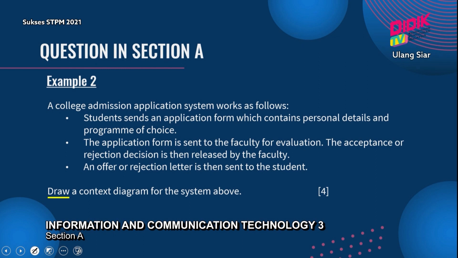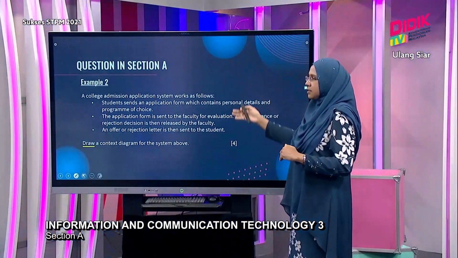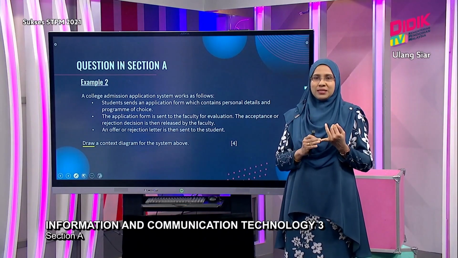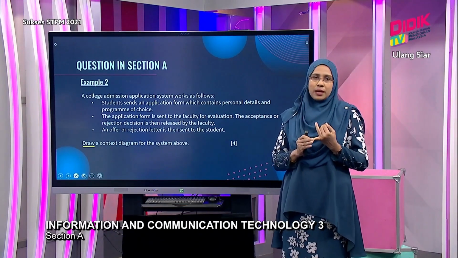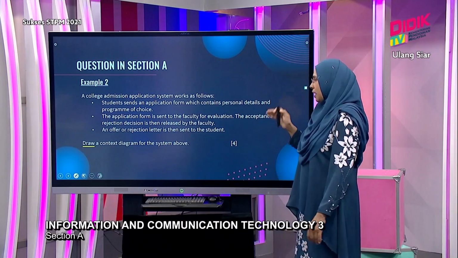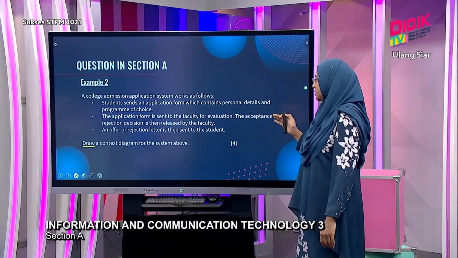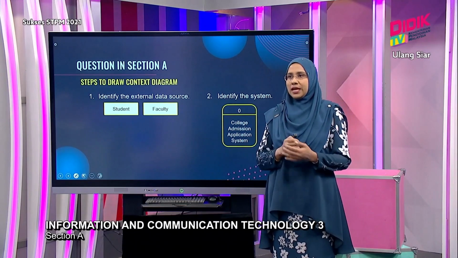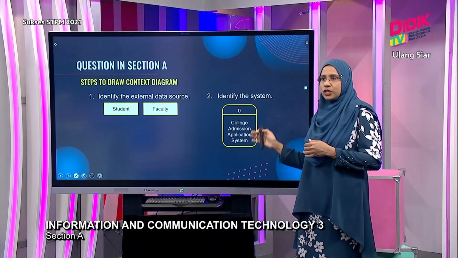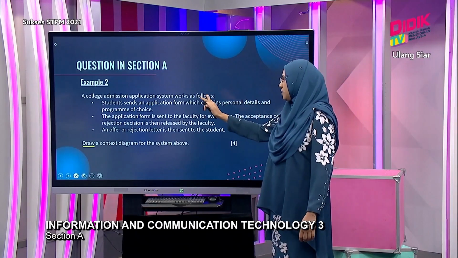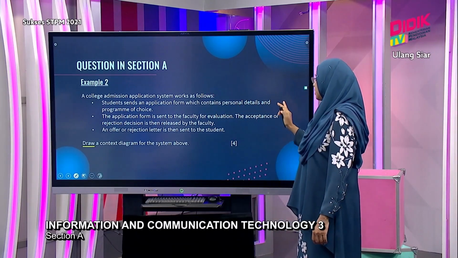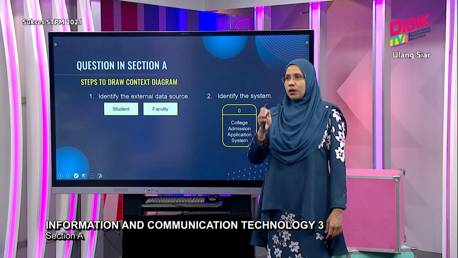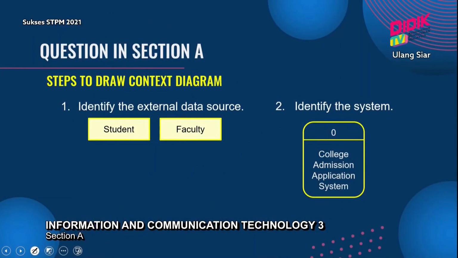Now, transform what I have written in sentences into a context diagram. First of all, students must know what a context diagram is. If they don't know, they cannot answer this. I will guide you how to draw the context diagram. Marks given are 4. First, you must identify the data sources. In this question, the data source is the student because the student sends the application, and another data source is the faculty because the faculty will evaluate.